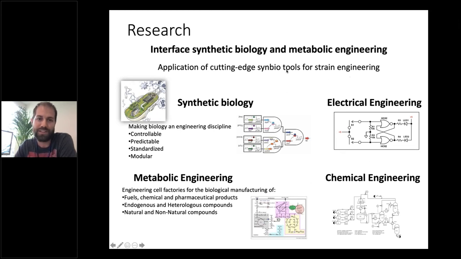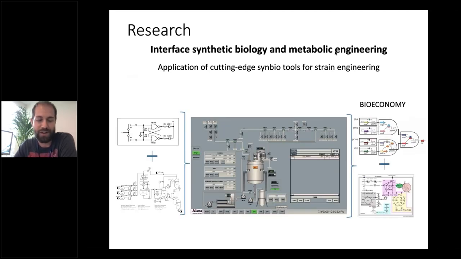So when I talk about this interface between these two fields, synthetic biology and metabolic engineering, I want to make an analogy to understand it better, which is what happens in our current production plants. If you imagine any chemical production plant for making, I don't know, paper or materials, you have a series of vessels where the reactions happen, but everything is controlled by different tubes and valves, and everything is integrated and regulated, and made reliable by electrical circuits that control the processes.